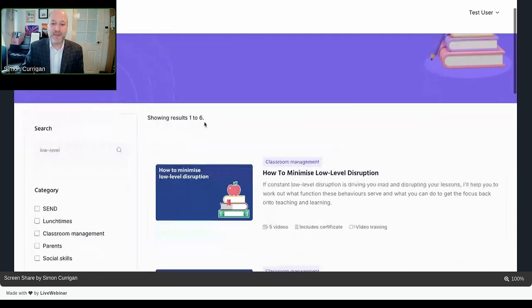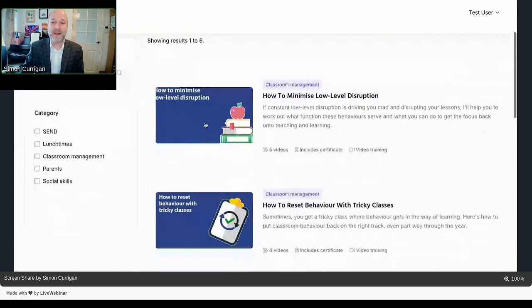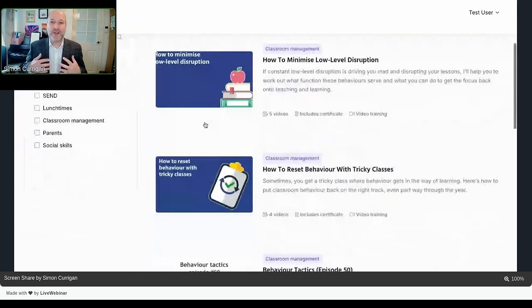And what Behaviour 360 will do is it searches the titles, it searches the descriptions, and it also searches the subtitle files that go with every video. So it's going to find anywhere where low-level disruption is mentioned. It's going to give you a prioritized list of training resources, which you can then insert on your plan.